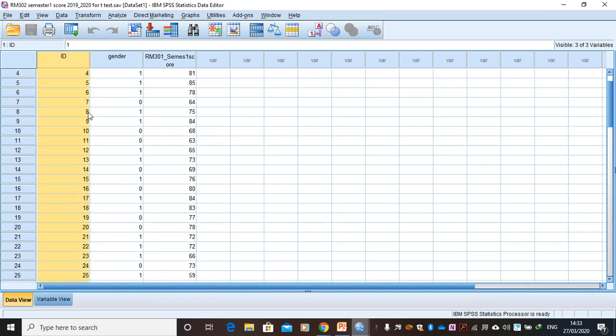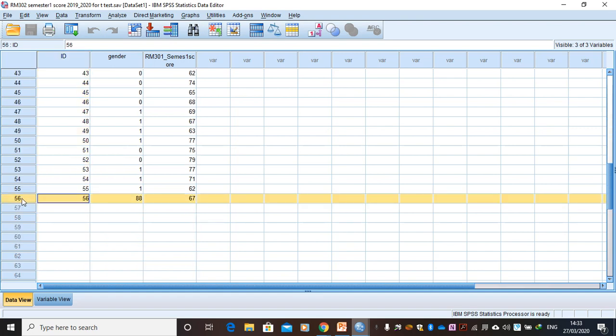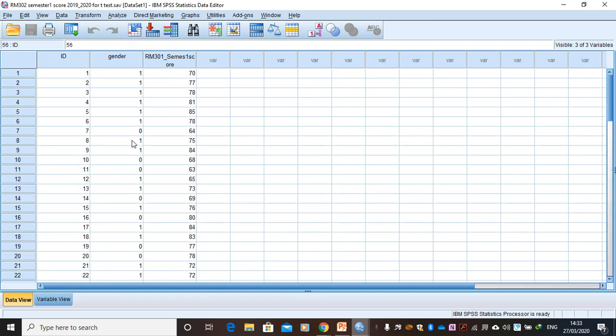This is the ID of the participants, from number 1 to number 56, and we have two groups. Gender, I coded 1 for females and 0 for males, and this is the dependent variable that we want to compare the two groups on.